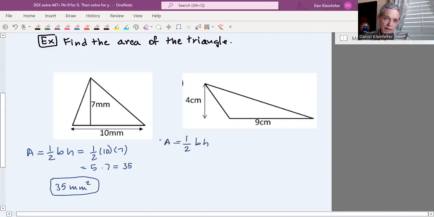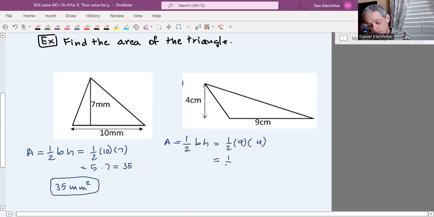Okay, so I've repeated the formula again just for practice. I've got 1/2, the base here is 9, and the height is 4. Remember to apply helpful rules whenever you can. Here, 1/2 of 9, 9 is not even, so it's not going to divide by 2 very easily.